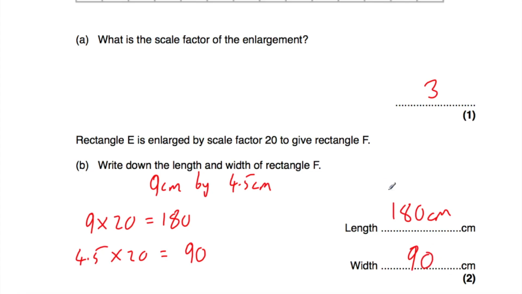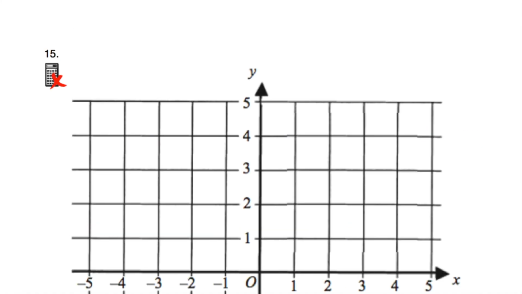And that's it. So the length of rectangle F is 180 centimetres, and the width of rectangle F is 90 centimetres, just multiplying the length and the width of rectangle E by 20. And that's it. Okay, let's have a look at our next question, question number 15.